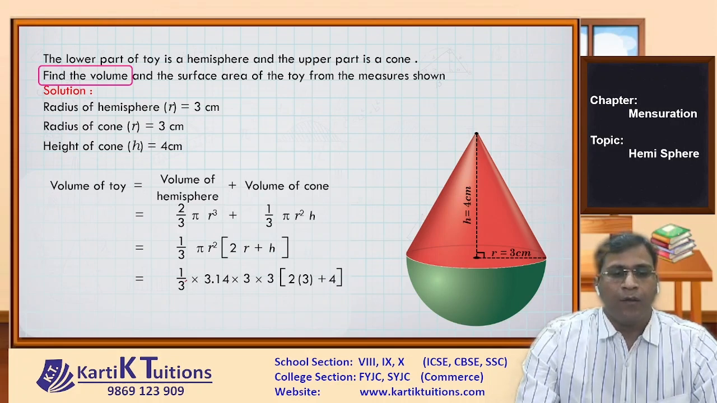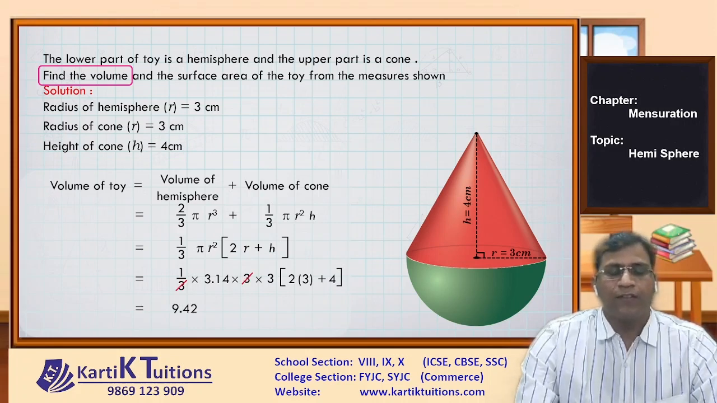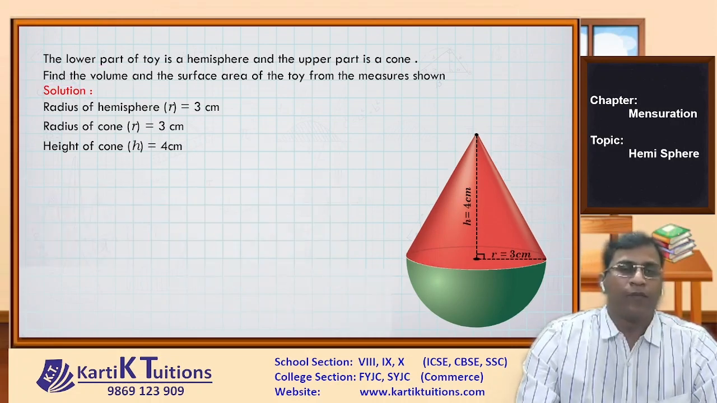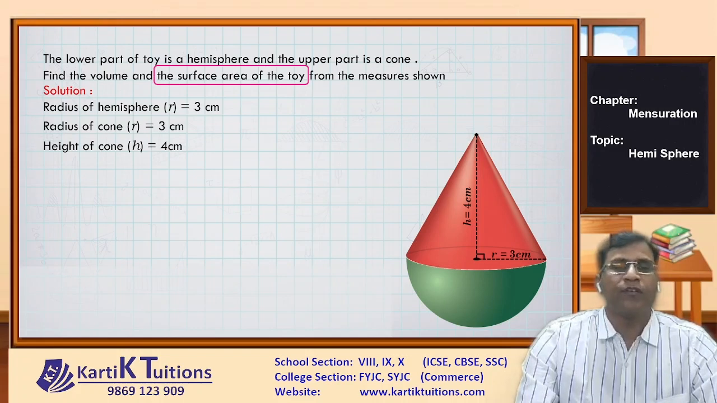Now see here, 3 and 3 gets cancelled. So 3.14 into 3, that is 9.42, into 2 3s are 6 plus 4 gives us 10. So it is 9.42 into 10, that will become 94.2 centimeter cube. So in other words, volume of the toy is 94.2 centimeter cube. Now the second part of the sum says we have to find the surface area of the toy.